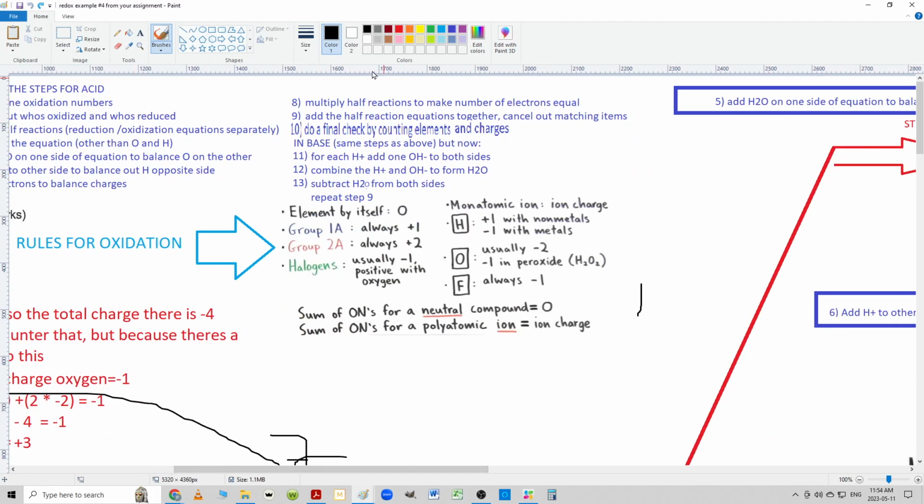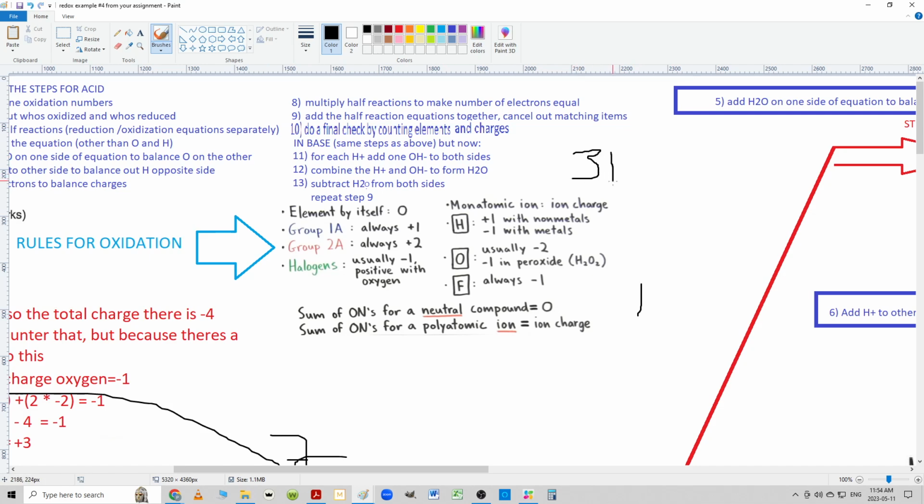Then, if one has more electrons than the other, you have to multiply one or both equations so that the electrons match. Then you add them together, top and bottom. Then you do a final check of all elements and all charges to see if it's balanced. And that's in acidic solution. And for base, you do an extra step for each H plus that you have. Oh, by the way, once you add them all together, get rid of extra H2Os left and right.